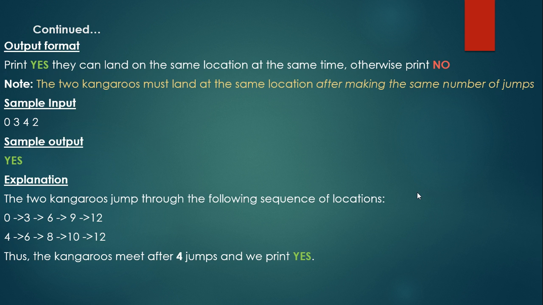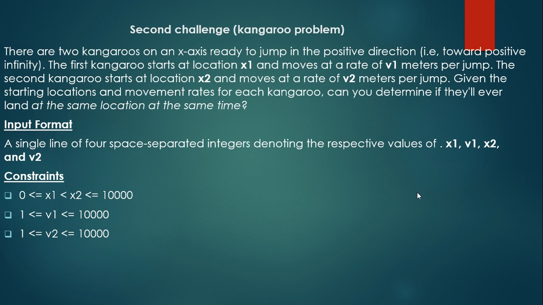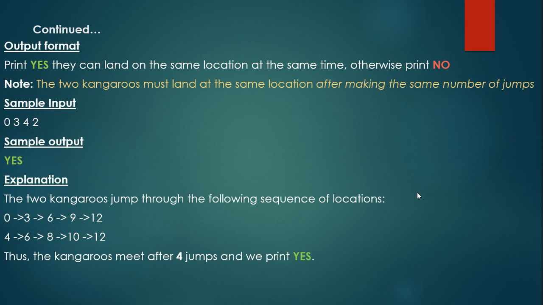The output is there. The input format is there. So the output format, you print yes if they can land on the same location at the same time, otherwise you print no. Now this is a very important note here. The two kangaroos must land at the same location after making the same number of jumps. Okay, so this is a sample input here, 0, 3, 4, 2, and then the sample output yes.